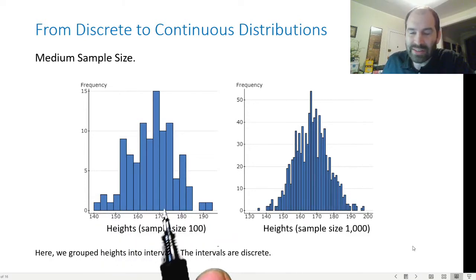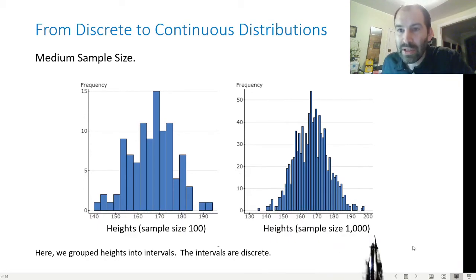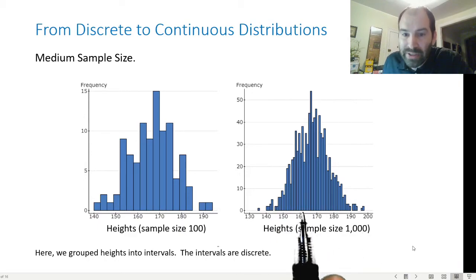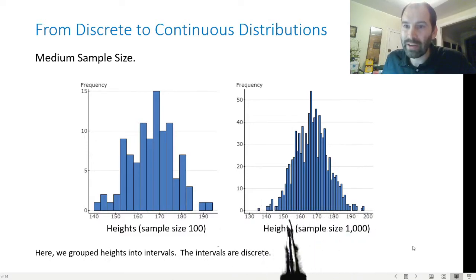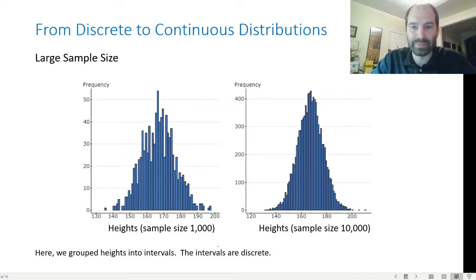Now, this is the same picture we had before for 100. Now let's look at if we sampled 1,000 adults. Well, now I can get away with making the bars even smaller. Even very, very tiny intervals will have a reasonable number of adults with heights in those intervals. But again, this is discrete because I have a finite number of intervals that I'm looking at.